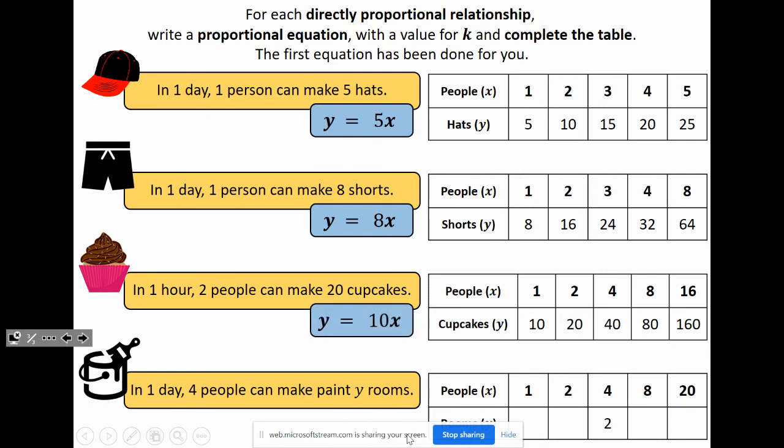And finally, in one day, 4 people can paint 2 rooms. So 2 people are going to be able to paint 1 room. 1 person would be able to paint half a room. 8 would paint 4 rooms. 20 would paint not 8, but 10 rooms. So we have the number of rooms is equal to 0.5 times the number of people, which is x in this case.